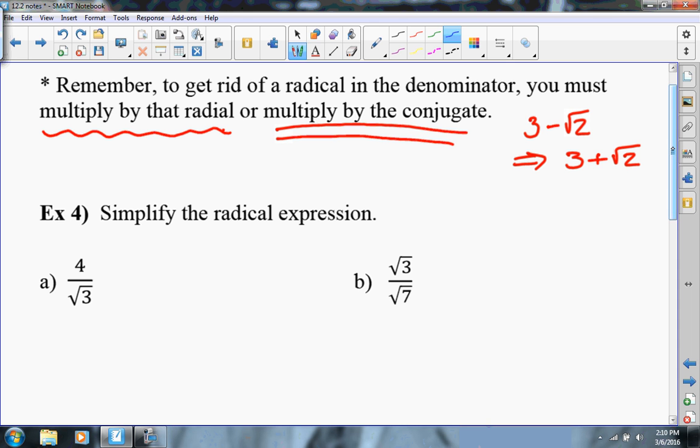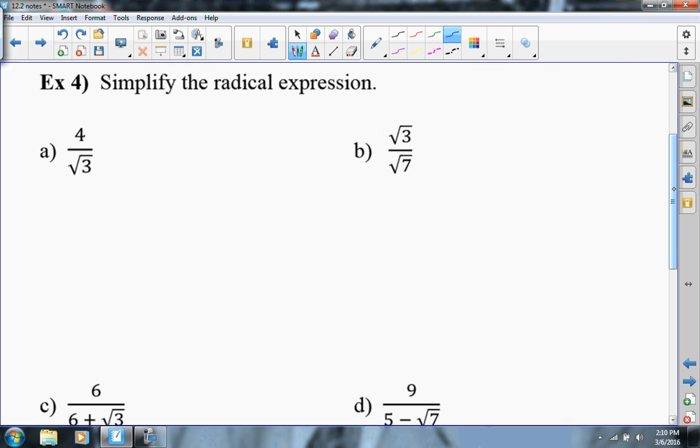Now, example A and B here are just review. We've seen problems like this back in chapter 9. And here in example A, you have 4 divided by the square root of 3. And that's an okay term, except we can't have that radical in the denominator. So to get that out of there, I'm going to multiply it by itself. I'm going to multiply by the square root of 3. And what I do to the bottom, I have to do to the top.